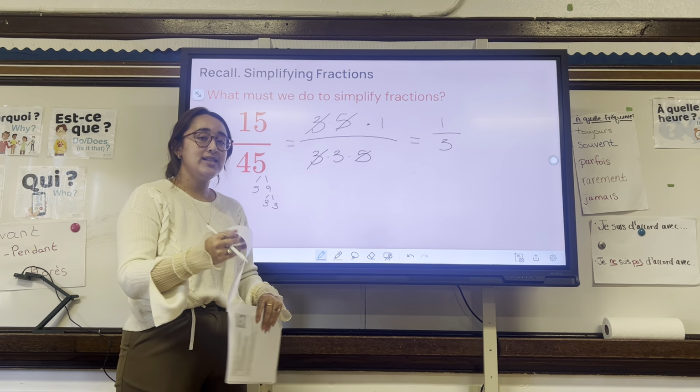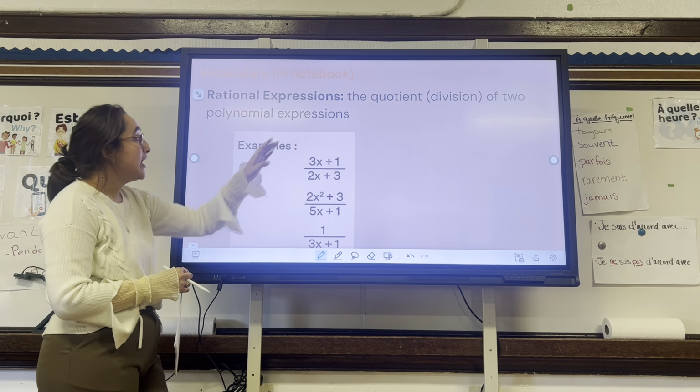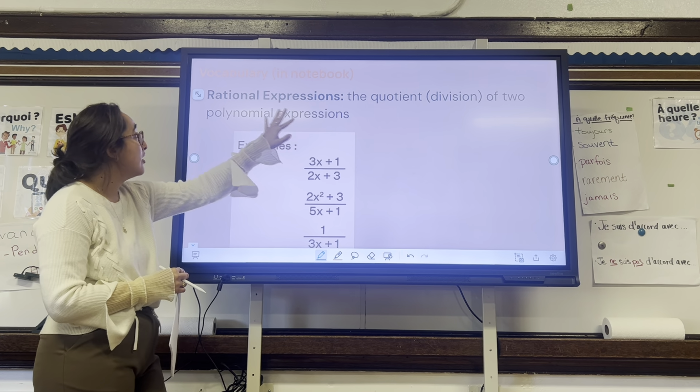So this is essentially what we're going to be doing for this lesson, but it's going to look a little bit more complicated with rationals. So rational expressions, please write this in your notebook, is when you take the quotient of 2 polynomial expressions. So here are some examples. All this means is you have one polynomial expression over another, and remember the reason it is division is because it is a fraction. So that is what a rational expression is. Write this in your notebook.